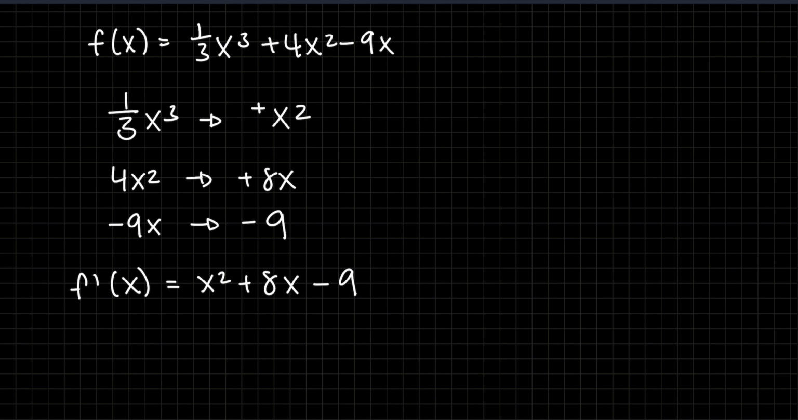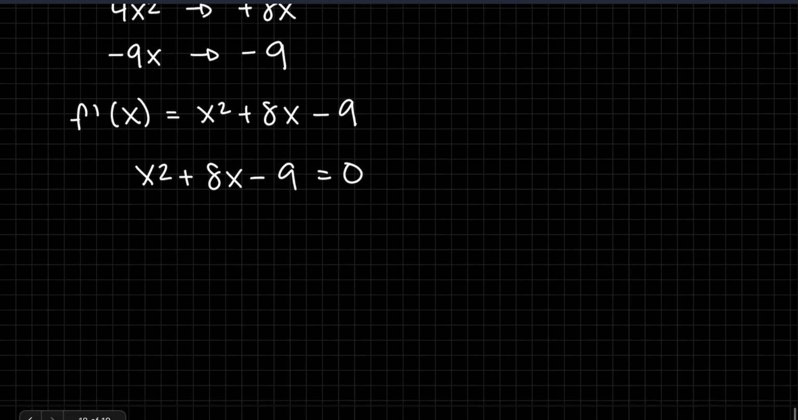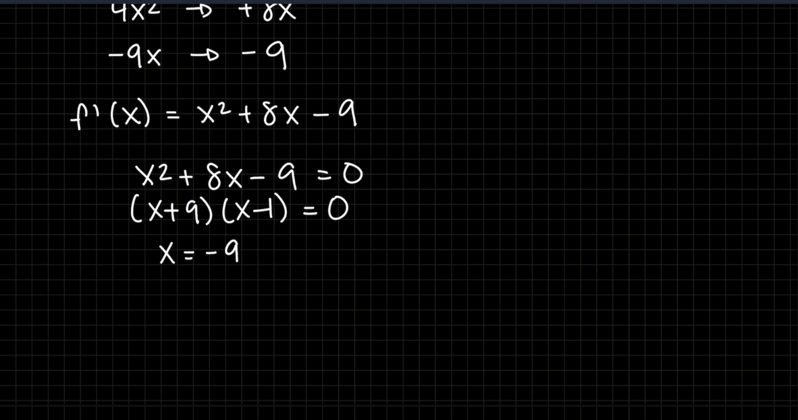That means finding the x-intercepts. To find the x-intercepts, we need to factor our derivative. So here we have x squared plus 8x minus 9. So let me rewrite this: x squared plus 8x minus 9, set equal to 0. And if we follow the method that was in the other video, which is linked in the description box below, we find that we get x plus 9 and x minus 1. And so our x-intercepts are negative 9 and 1.